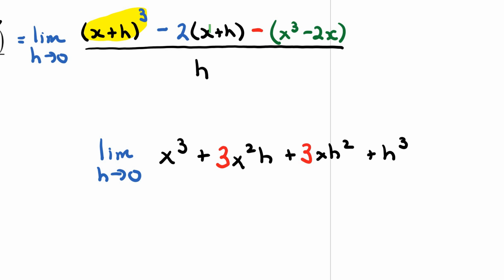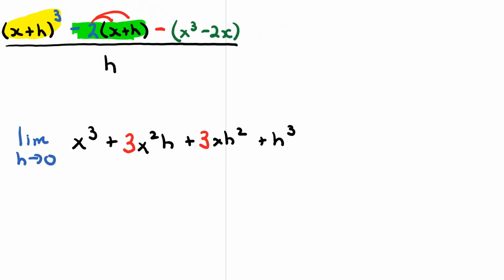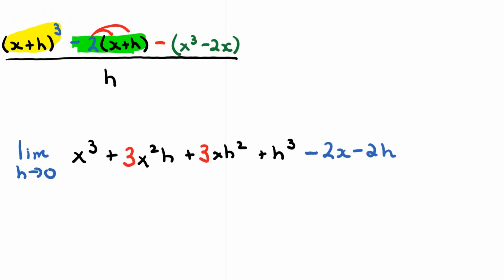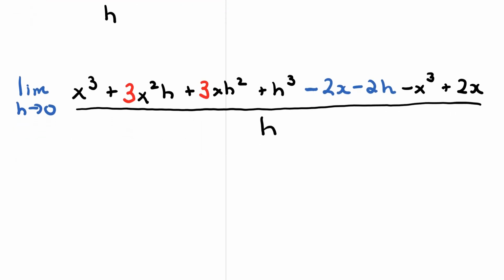And then over here I have a minus 2 times the bracket, right? So I have minus 2, and then we distribute that onto everything in there. So if I do that correctly, I get negative 2x minus 2h. And then if we distribute this minus sign into the brackets here, I get negative x cubed plus 2x. Right, so there we go.